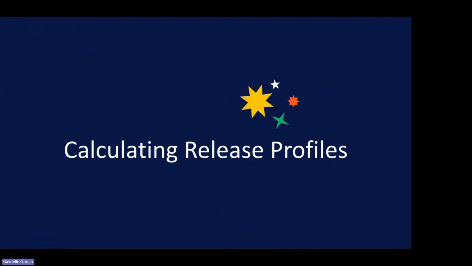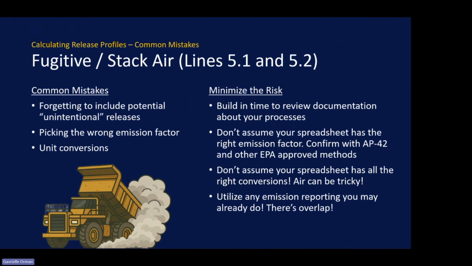Now, errors that are made while calculating release profiles can be really varied. The meat and potatoes of a TRI report are these release calculations, and it can get pretty complicated and pretty in the weeds. So make sure that you're dedicating some time to doing this for each of your chemicals.